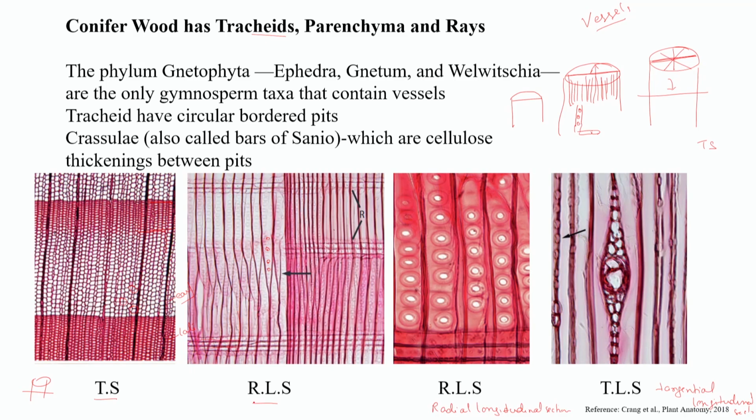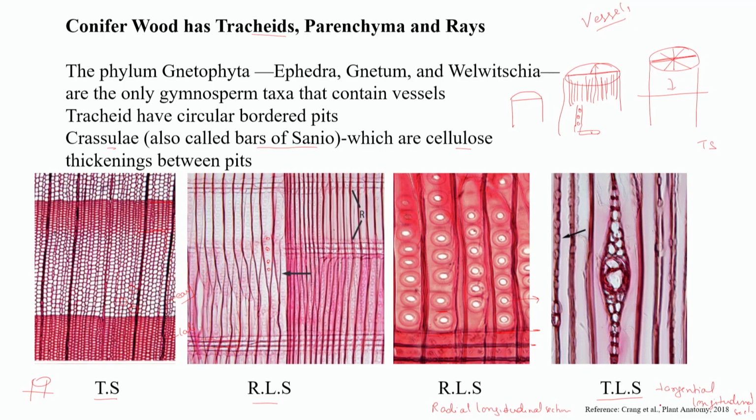In this way in RLS you will see this type of pattern. In the enlarged view you can see tracheids here, and parenchyma in this direction. This is the parenchyma, this is the tracheids. Vessels are not there in gymnosperm, so you will always see tracheids in them. You can also see some thick structures known as crassulae or bars of Sanio, which are cellulose thickenings between pits. See, these are 2 pits and between them there is some cellulose thickening, which is known as crassulae.